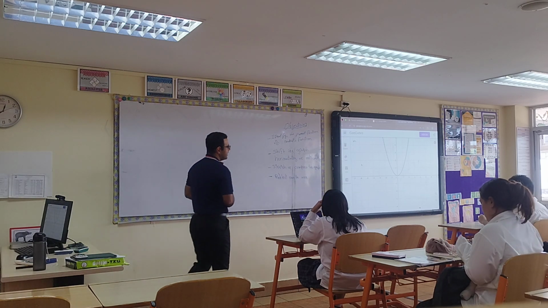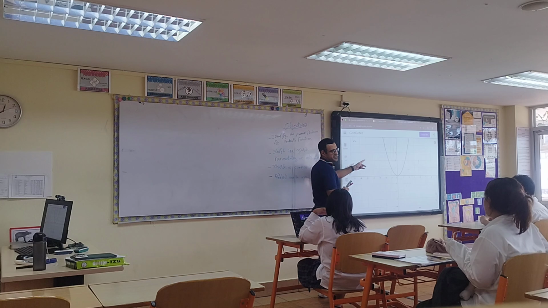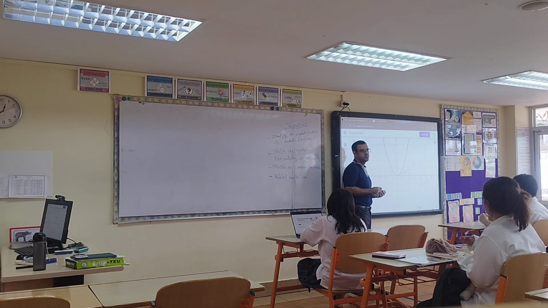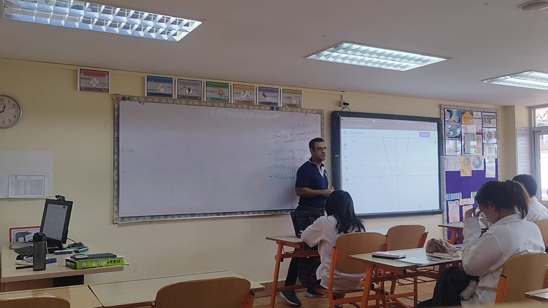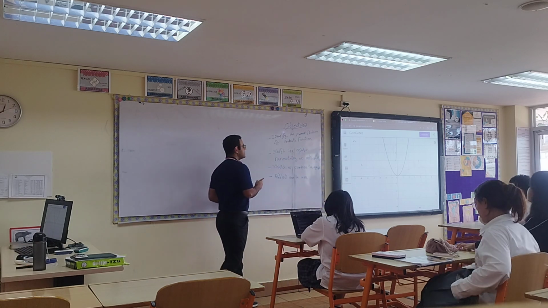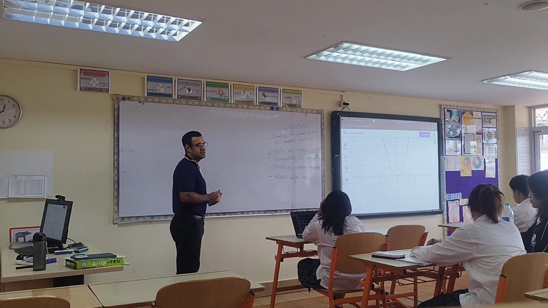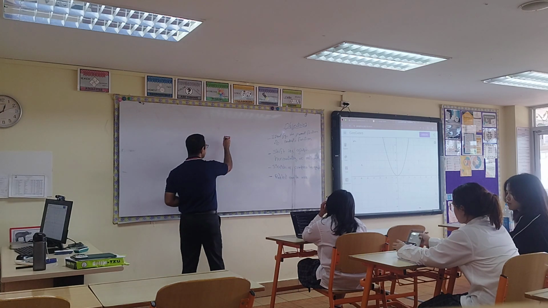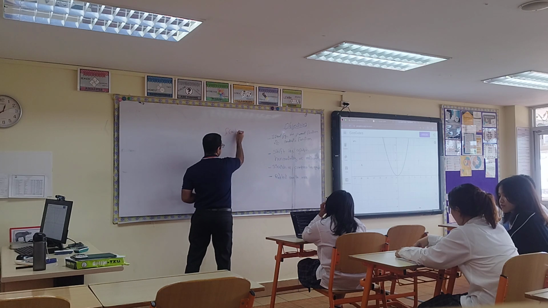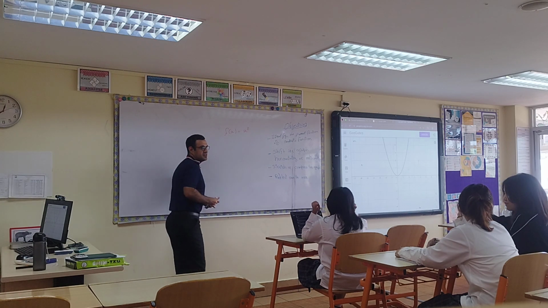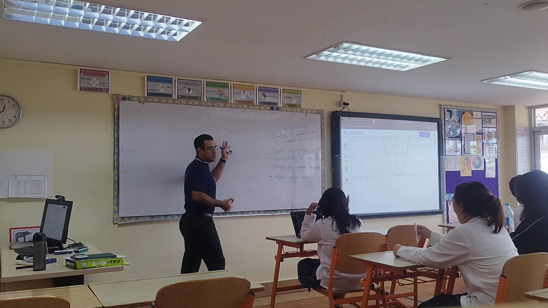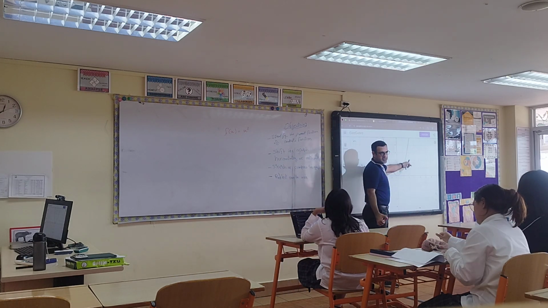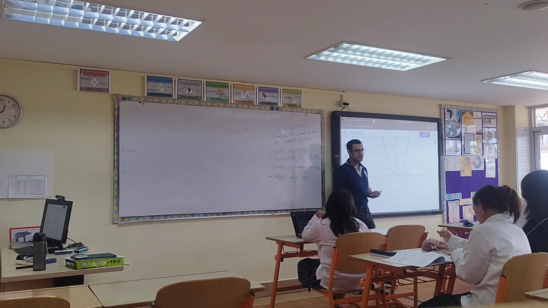Now let's start with the parent function. This is a quadratic function. What is the equation of the raw, let's say, the parent function? What does quadratic mean? Squared. So the parent function is going to be f(x) equal to x squared. This is the function f(x) equal to x squared.